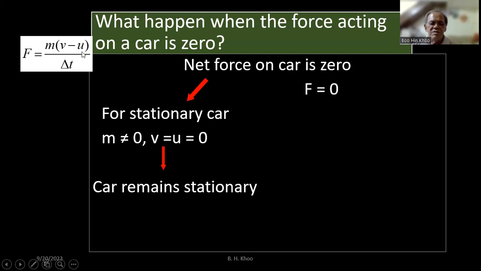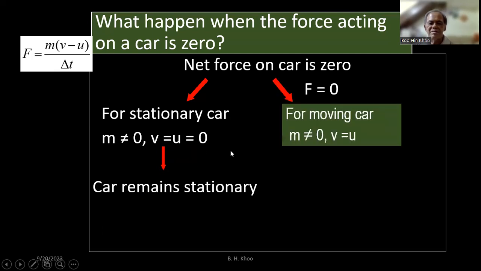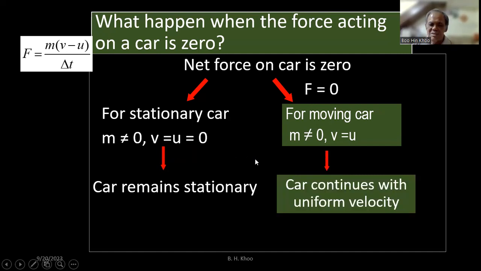Right? So V equals U. Final velocity equals initial velocity. The car remains constant. Right? If the car is moving, velocity U, no resultant force. Take across there, V still equals U. So the car continues with uniform velocity. Right? It's the same as the first law.